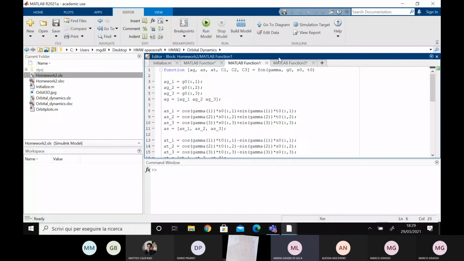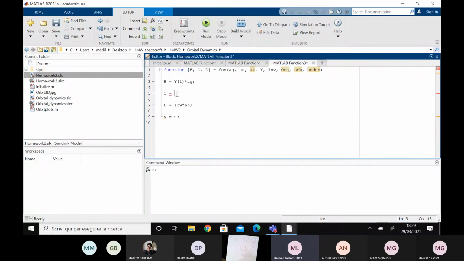Okay, so I didn't have enough time to complete this. What we need now is to write C. Obviously D is the same, because always for the spin inertial moment we have that it is the same, so it's the identity matrix, and we just multiply it times AS. So now instead we need to write C.